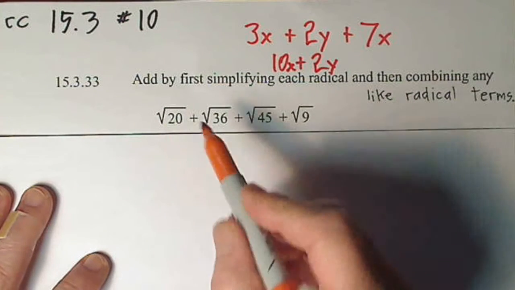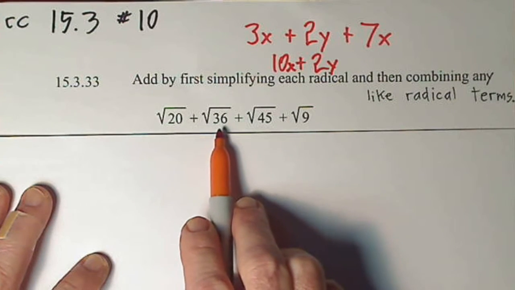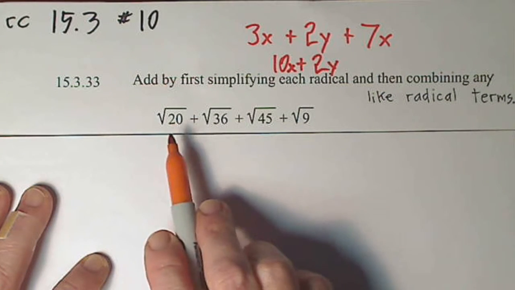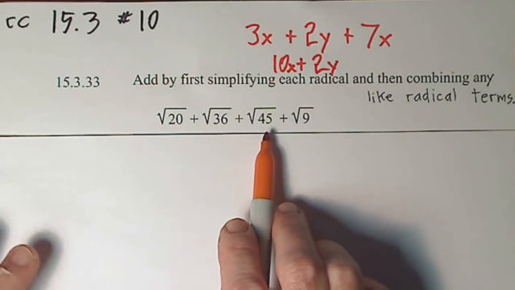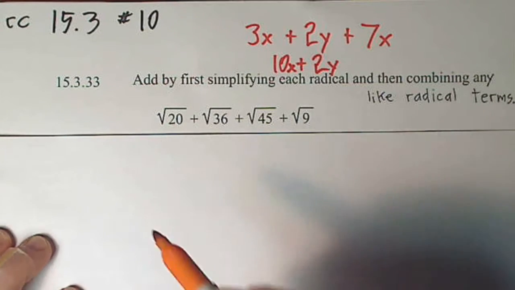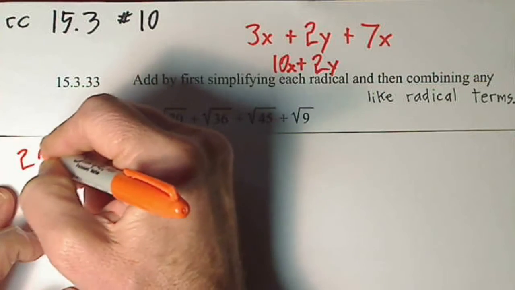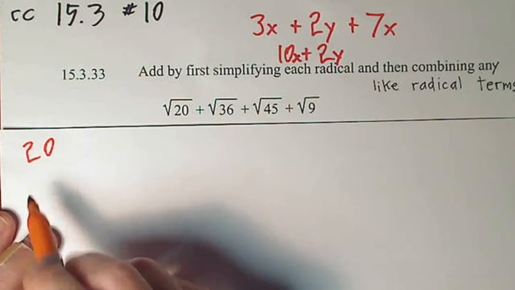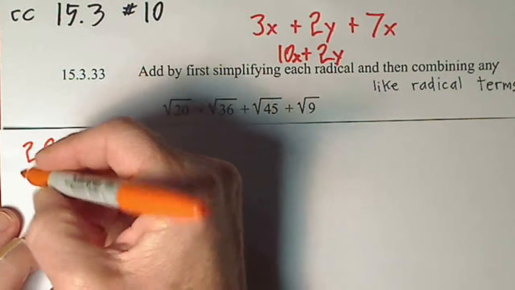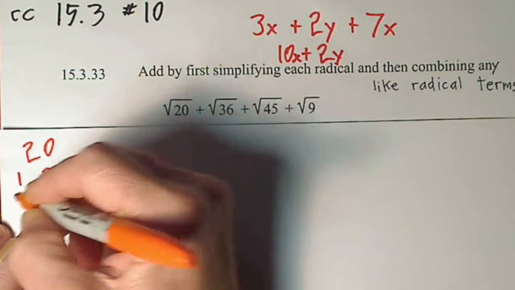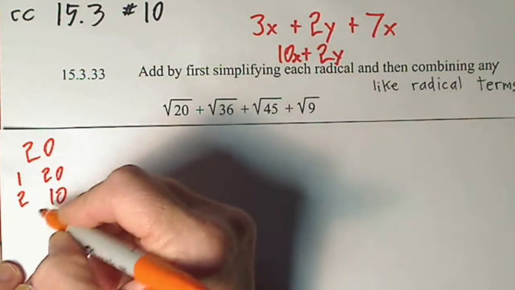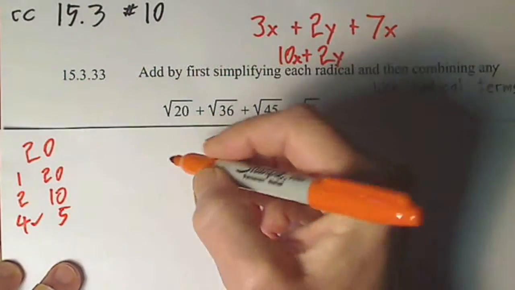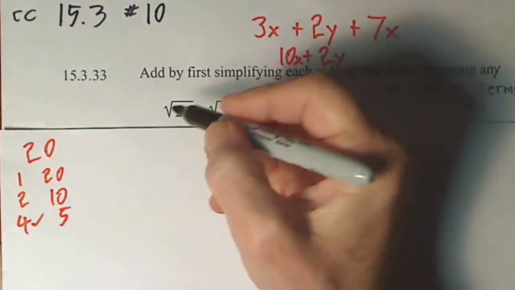So looking at each of these, 36 is a perfect square, 9 is a perfect square. We'll be able to clean those up right away. But 20 and 45 aren't quite as cooperative. So we're going to look at 20, and we're going to see if we can rewrite 20 with factors, one of which is a perfect square. So all the factors of 20 are 1 and 20, 2 and 10, 3, 4, and 5, and there's a perfect square.